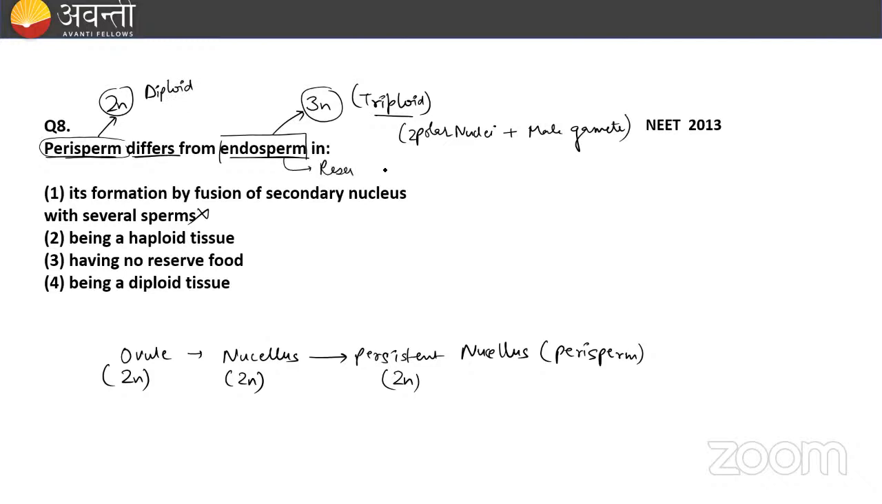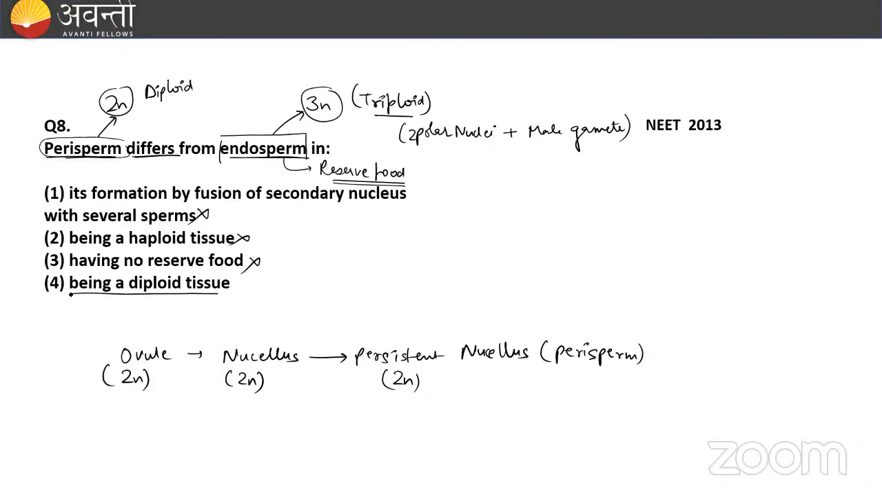Endosperm has the reserve food material. Similarly, perisperm also has the reserve food. So this option is also incorrect because they're asking for the difference. Second option says being a haploid tissue. No. Neither perisperm nor endosperm is haploid. So this option is incorrect.